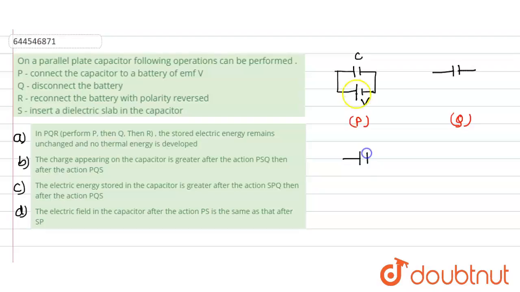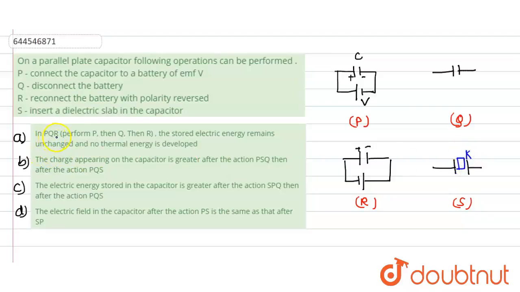That means initially this was the positive and this was the negative in the steady state situation. Now this is positive, this is negative, as we are reversing the polarity of the battery. This is our R, and in the final case, we just insert a dielectric. We need to check whether we are inserting it with the battery connected or disconnected. Let's say this is our S, and we have inserted a dielectric with constant equal to K.